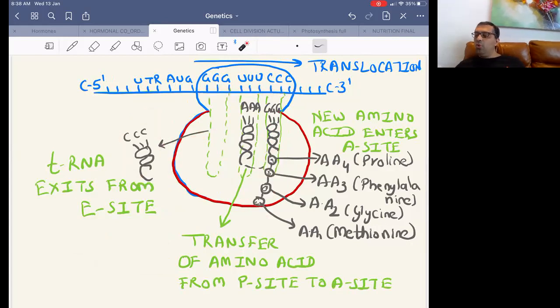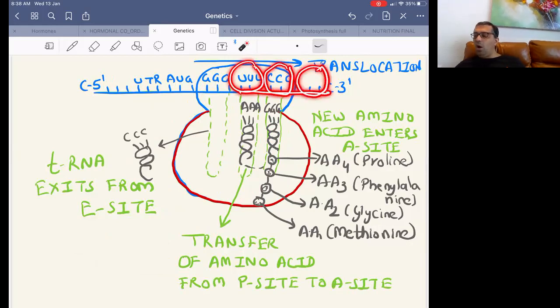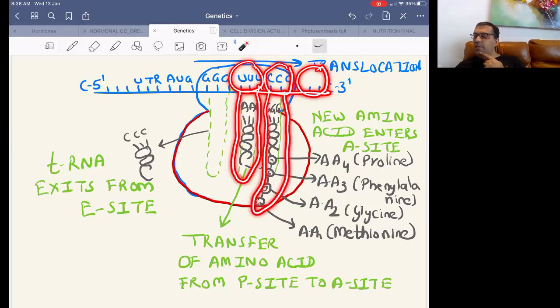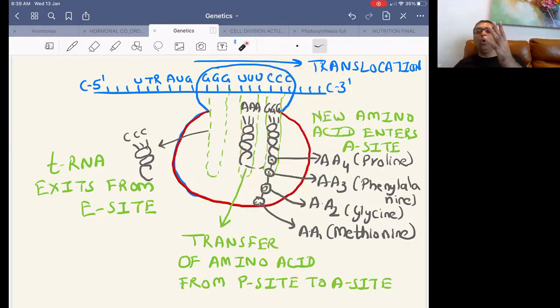So when this moves, it now occupies the third codon, fourth codon, and fifth codon. What will this site become? The new E site. What will this site become? The new P site. What will this site become? The new A site. Where will the tRNA exit from? The E site. Where will the new amino acid enter? The fifth amino acid enters into the A site. And where will the 4 amino acids go? The 4 amino acids will go from the P site to the A site. And that is the way translocation continues.